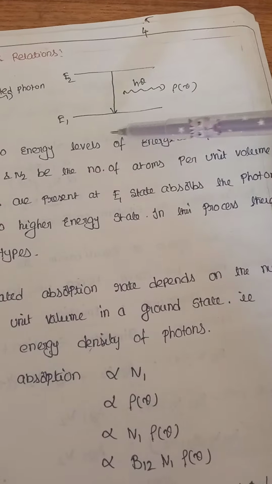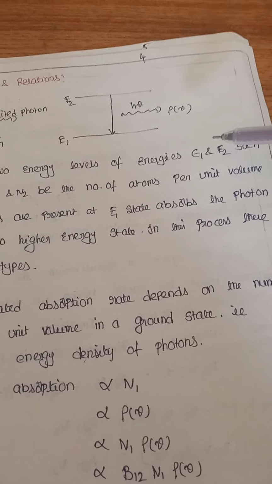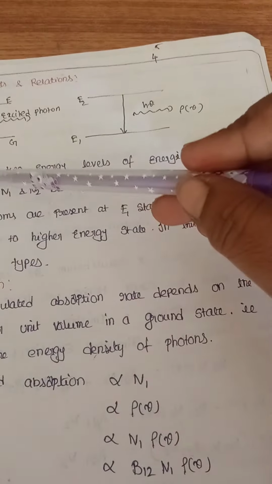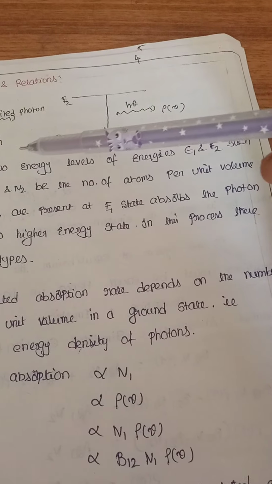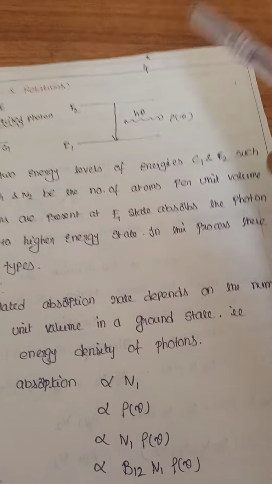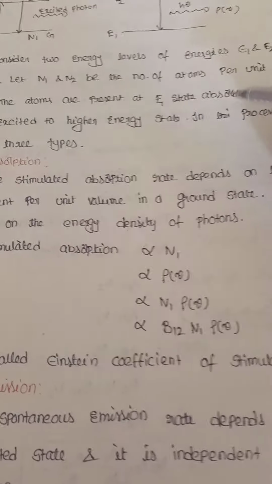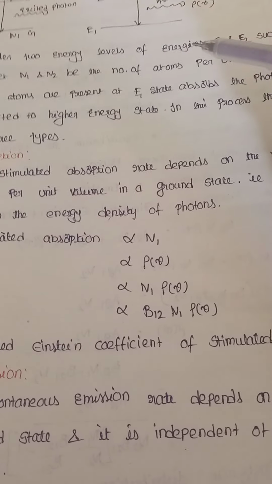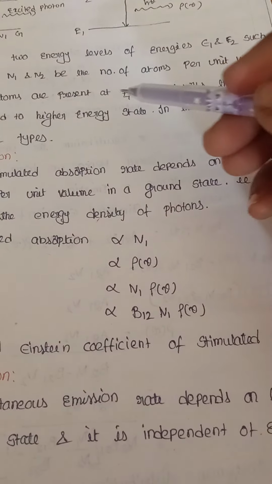So here I am writing: consider two energy levels of energy E1 and E2. E1 is the ground state, E2 is the excited state. N1 and N2 are the number of atoms per unit volume at E1 and E2. In Einstein coefficients, mainly we have three coefficients, that is B12, B21, A21. First of all, the first one is stimulated absorption.